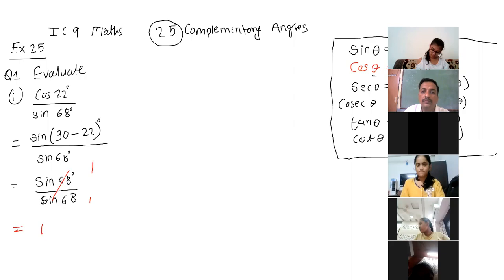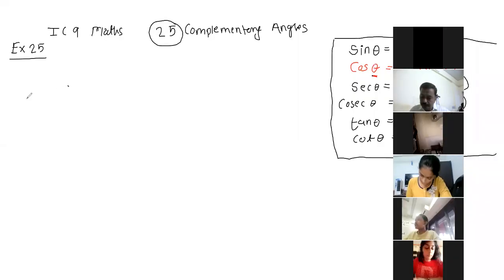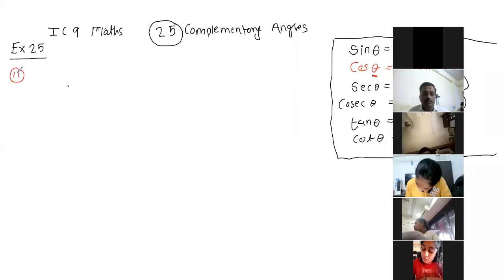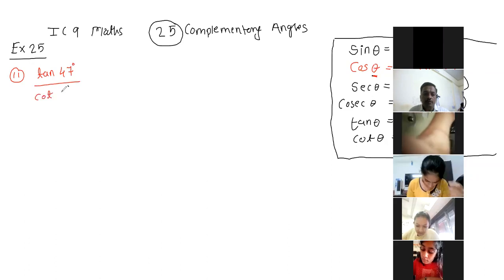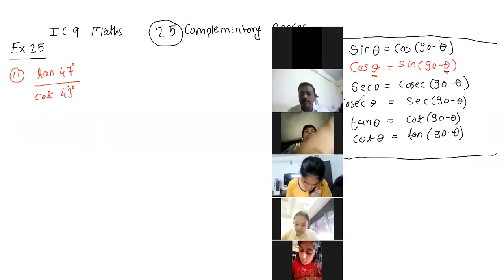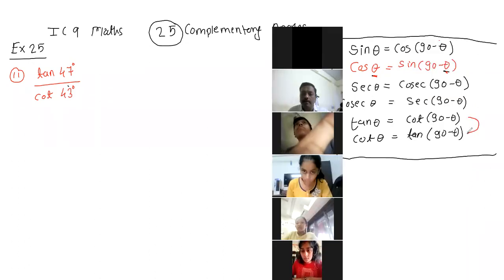Sum solved. Next: tan 47 degree and cot 43 degree. See, we know that tan and cot are complementary. Alright. Tan and cot are complementary, and 47 and 43 if you add that becomes 90.